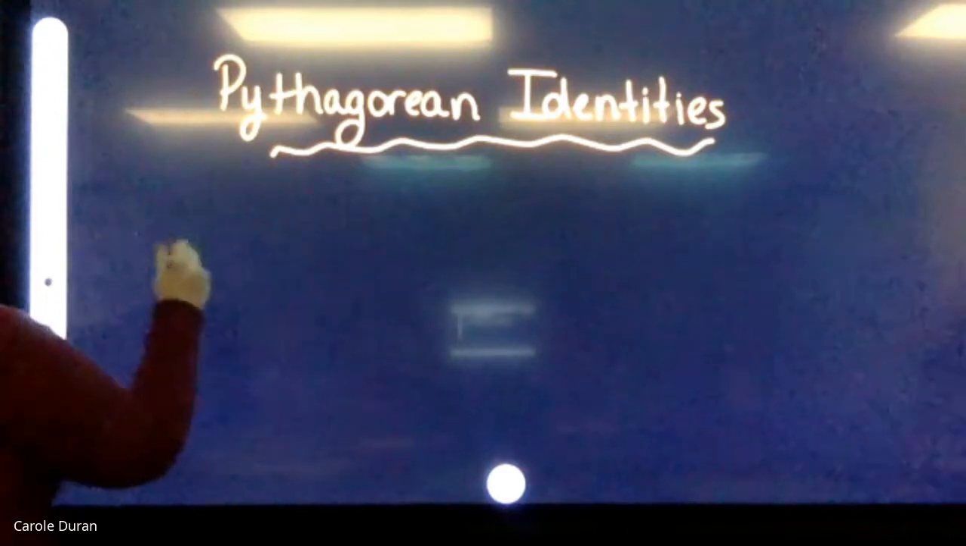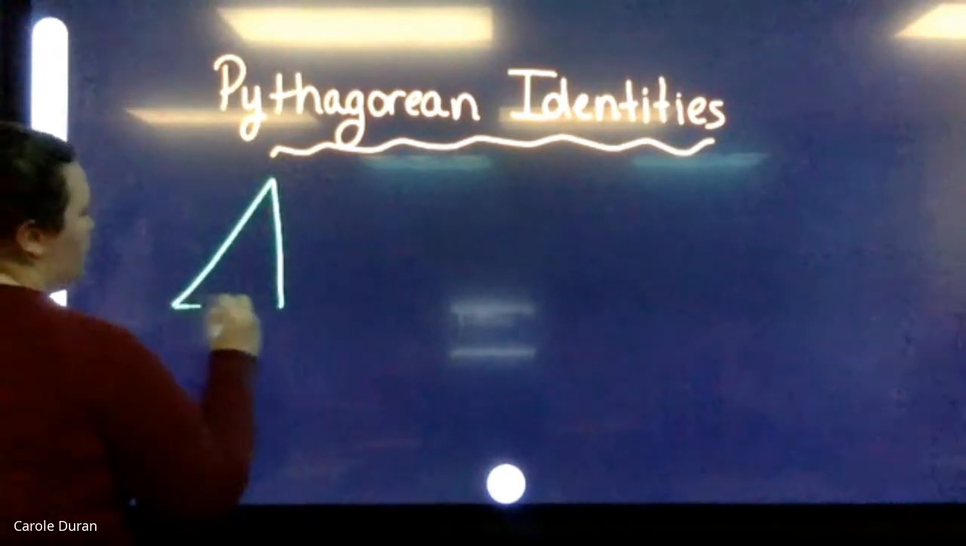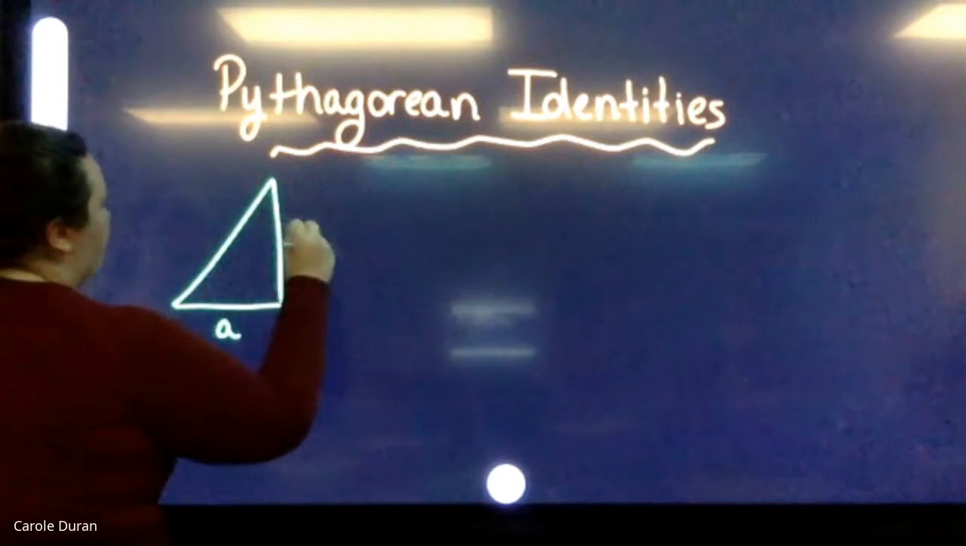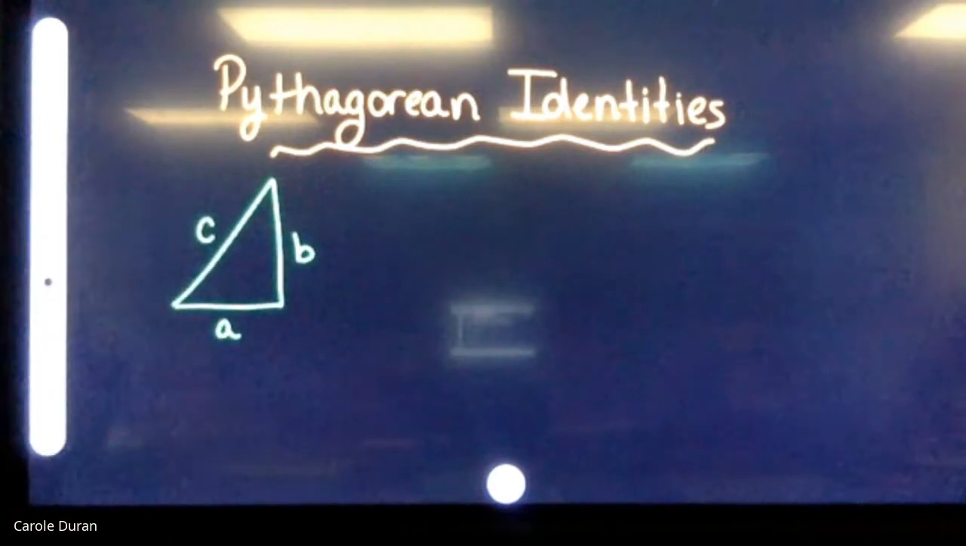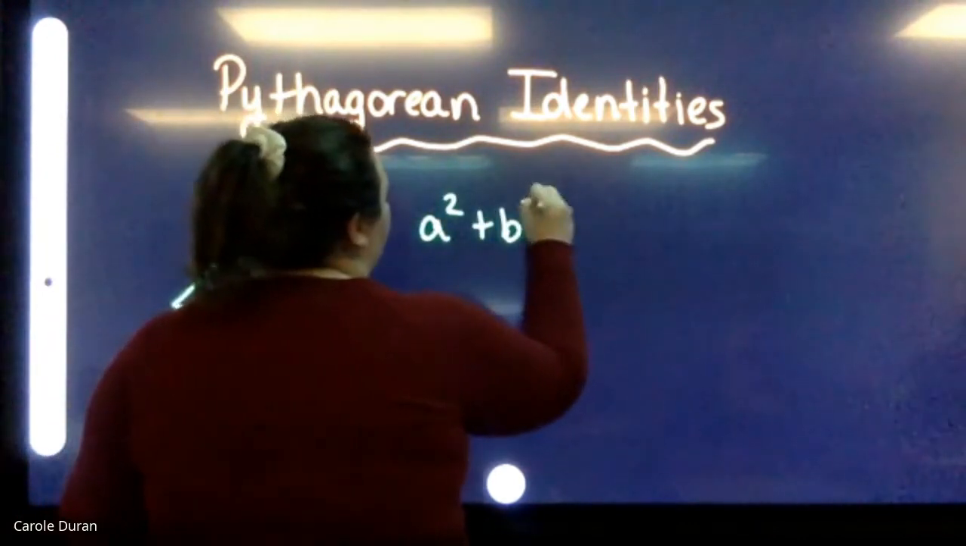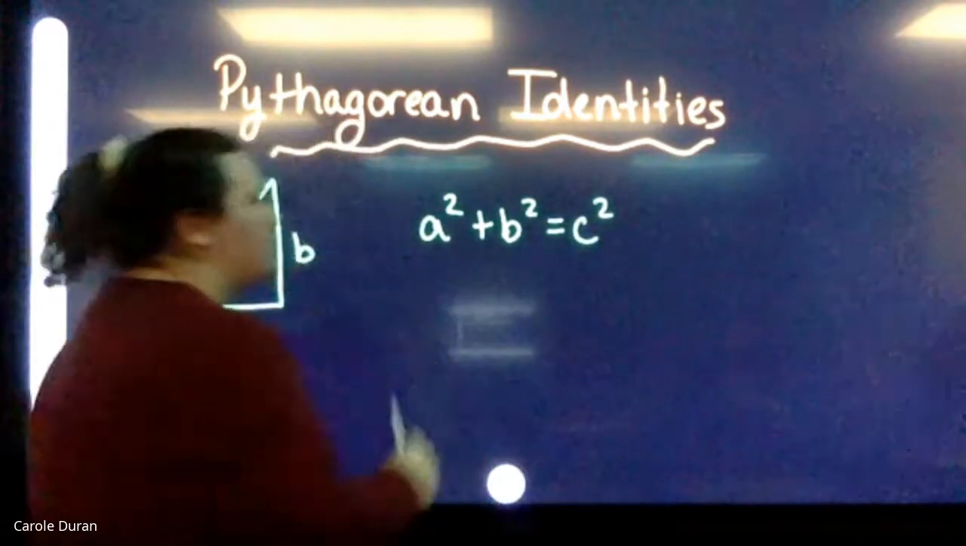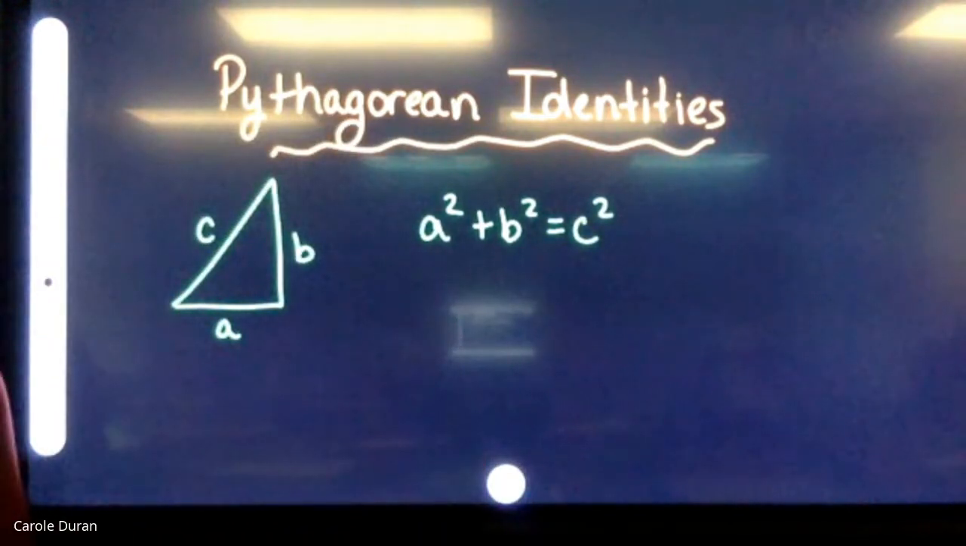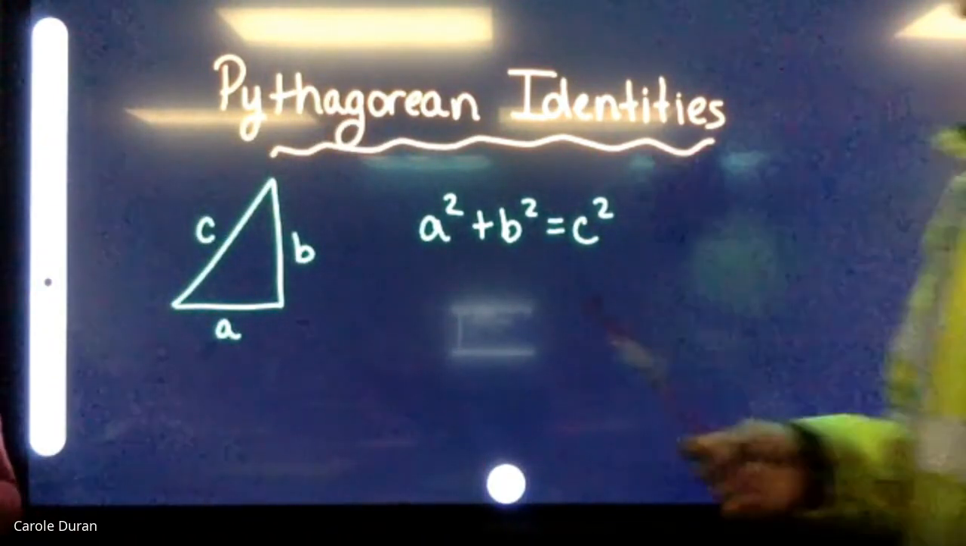When I talk about the Pythagorean theorem, I talk about a right triangle that has sides A and B and hypotenuse C, right? Our Pythagorean theorem has a relationship that says that a squared plus b squared is equal to c squared. So the sum of the squares of my legs equals the square of my hypotenuse. This is not new to us, correct?